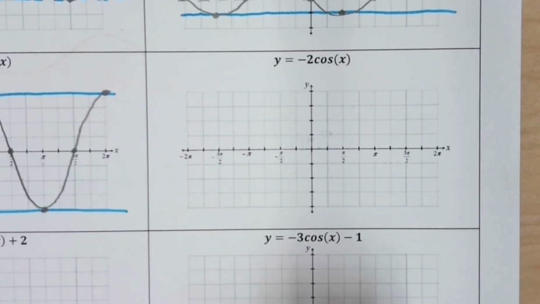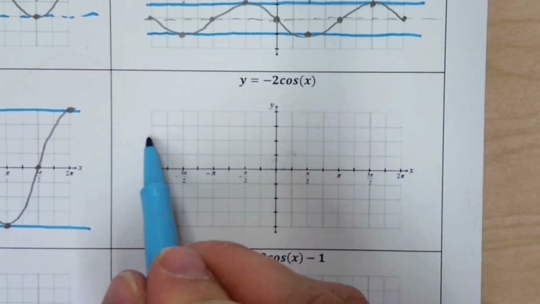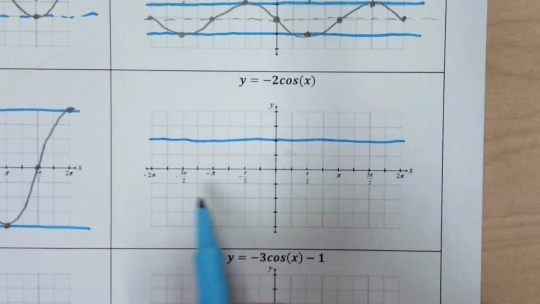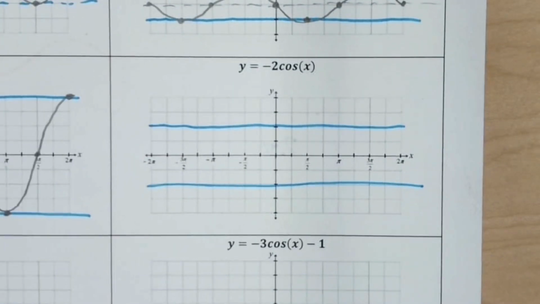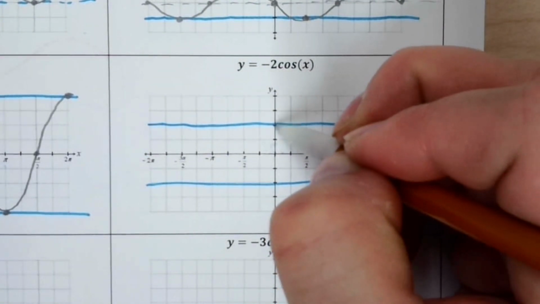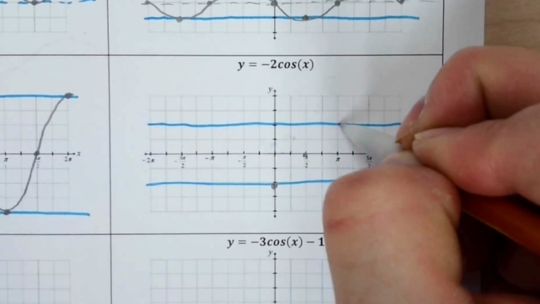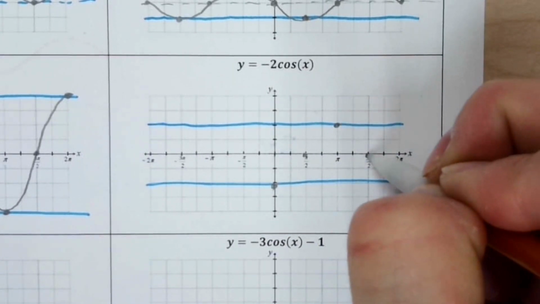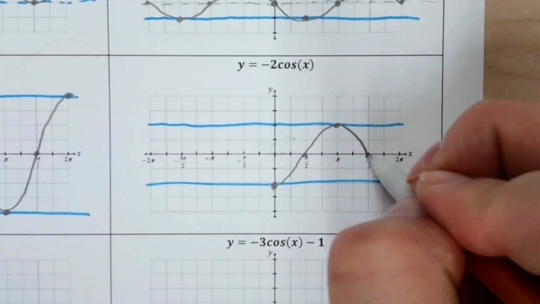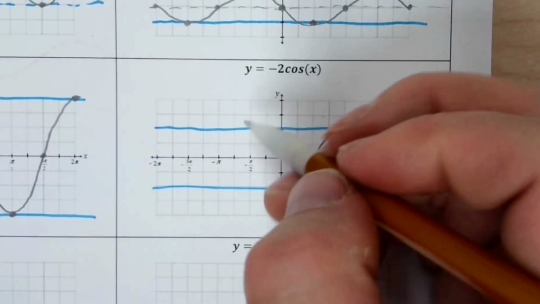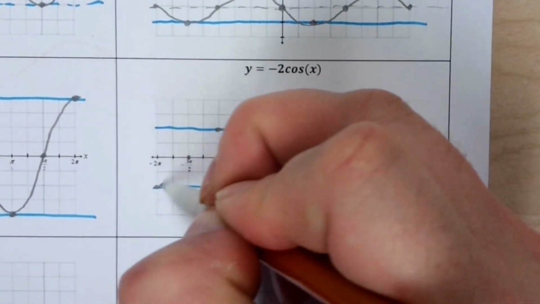-2 cosine. I do not have a midline shift, so I'm just going to put my wave lines in here. And this time, instead of starting here, I'm actually down here. And back to 0, and up, back to 0, and down. And then I go back this way. 0, and up, back to 0 and down.